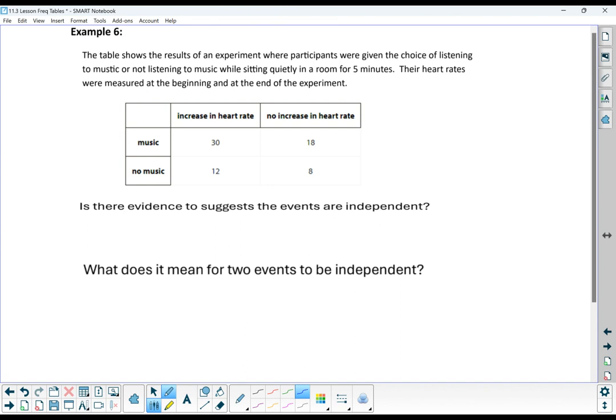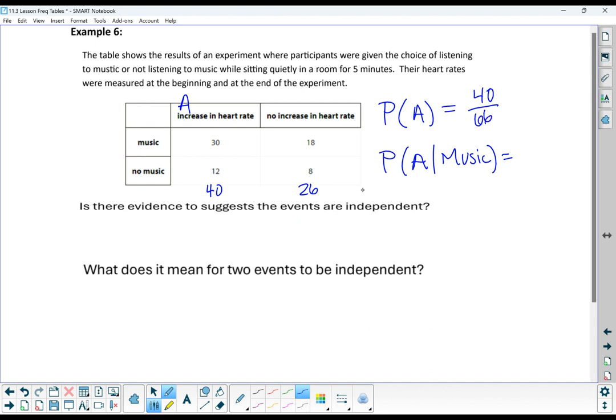So let's do a comparison. Let's check their heart rate. So let's call this A, the probability of an increase in the heart rate. And then let's look at the probability that their heart rate increased given that they listened to music. So the probability of an increased heart rate is 40 out of 66. So it looks like our total is 66.